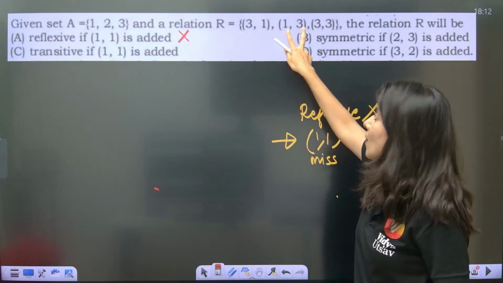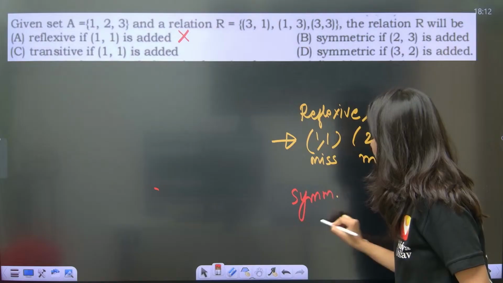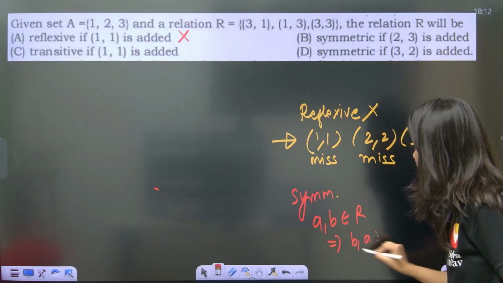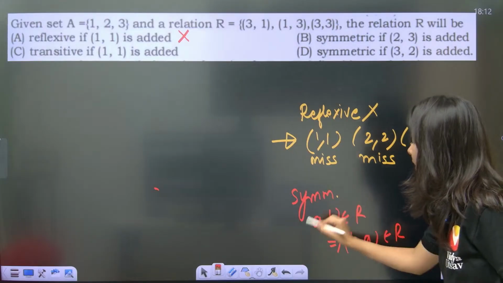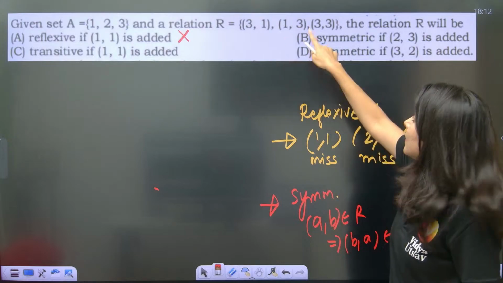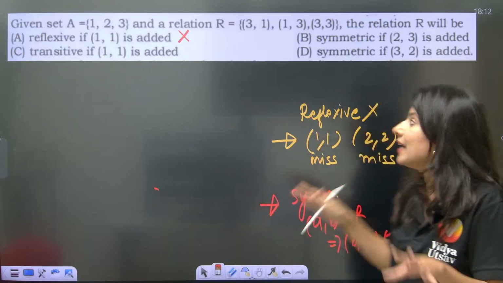So symmetric, how do you check symmetric? If (A, B) is there, then this implies (B, A) should also be there in your relation. Right? This is your symmetric. So (3, 1), (1, 3) is there, (3, 3). So this is already symmetric. You don't have to add anything in this.